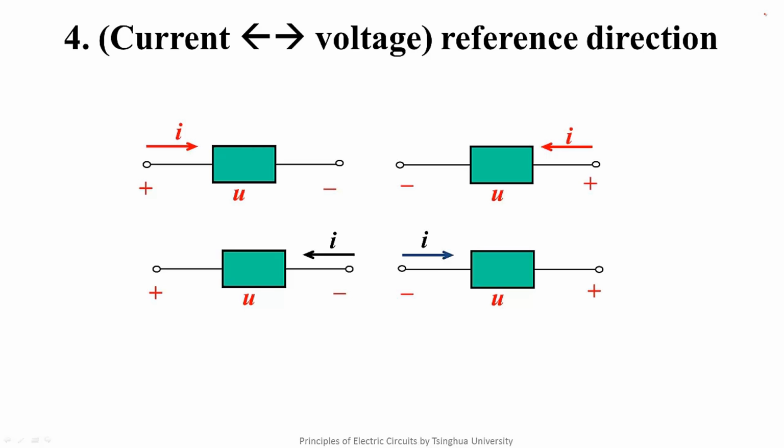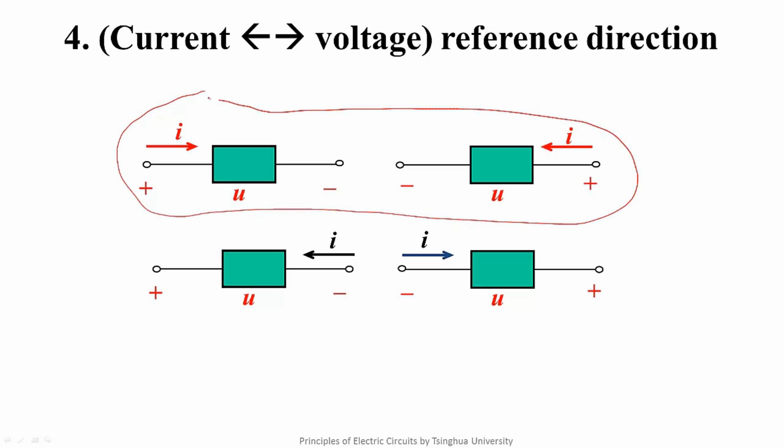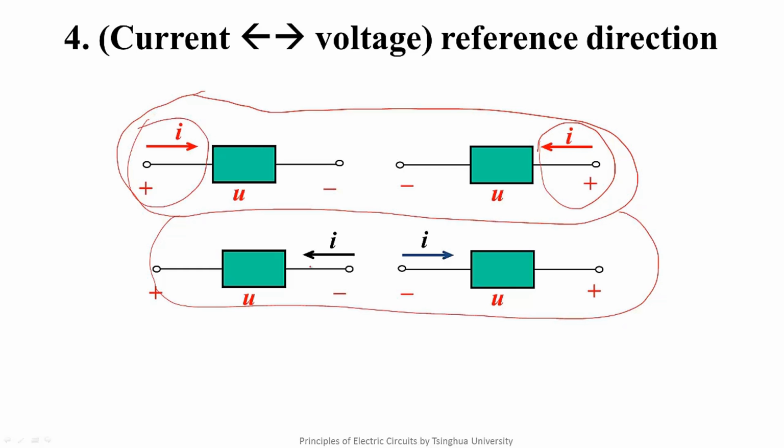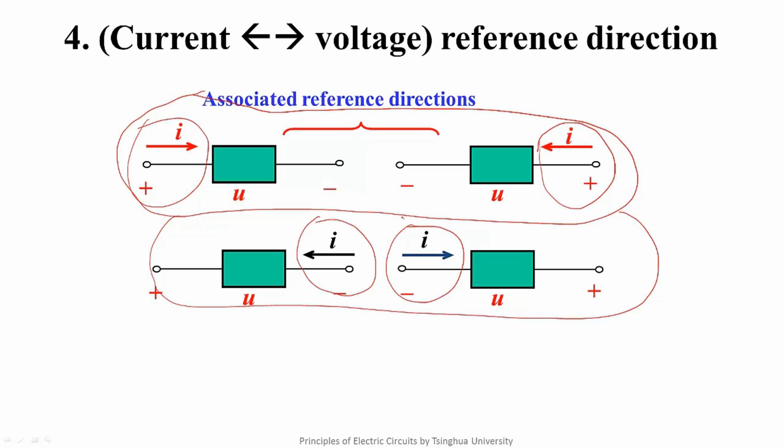For these 4 conditions, is it possible to divide them into 2 groups? Pay attention please. What's the common characteristic of the upper group? What's the common characteristic of the lower group? Yes, in the first group, the current always flows into the positive terminal of the voltage. In the second group, the current always flows into the negative terminal of the voltage. For the first condition, we define it as the associated reference directions. For the second condition, we define it as the non-associated reference directions.